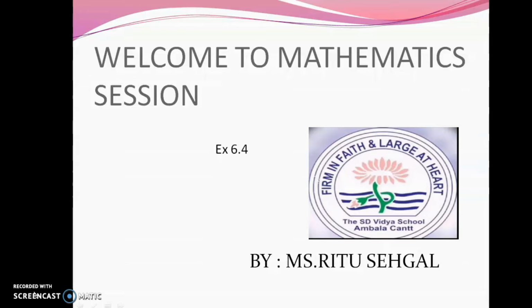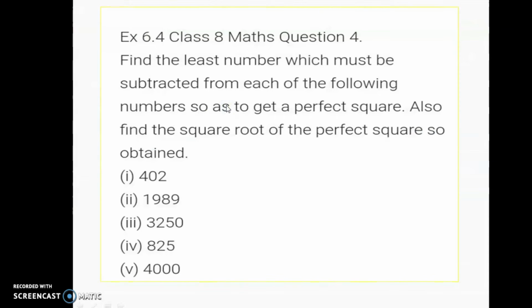Children, today we will be continuing sums of exercise 6.4. Its question number 4 is, find the least number which must be subtracted from each of the following numbers so as to get a perfect square. Also find the square root of the perfect square so obtained. Children, now its first part is 402.